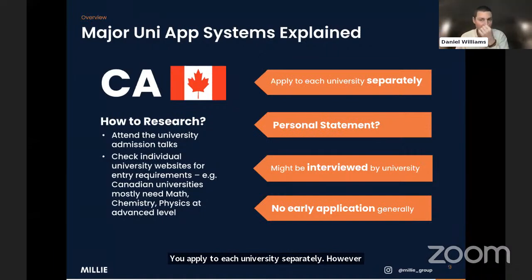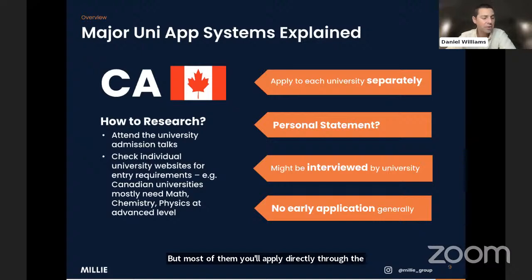However, there may be some regional portals that you use to apply to, for example, universities that are located in Ontario or universities that are located in Alberta. If the university you want to apply for is located in either of those provinces, then you can apply through their central portal. So the Ontario University Application Center is one of them. Apply Alberta is another one. But most of them you'll apply directly through the university, right? One by one by one.